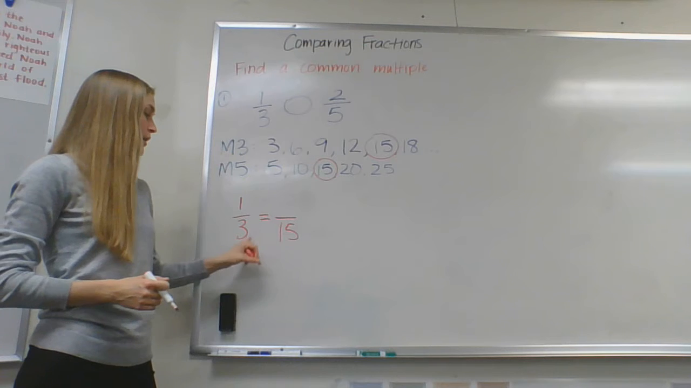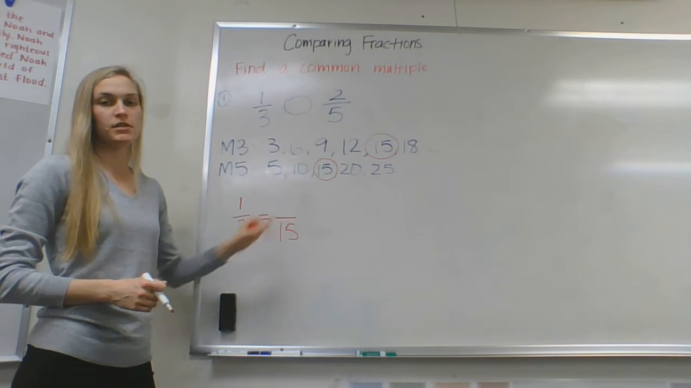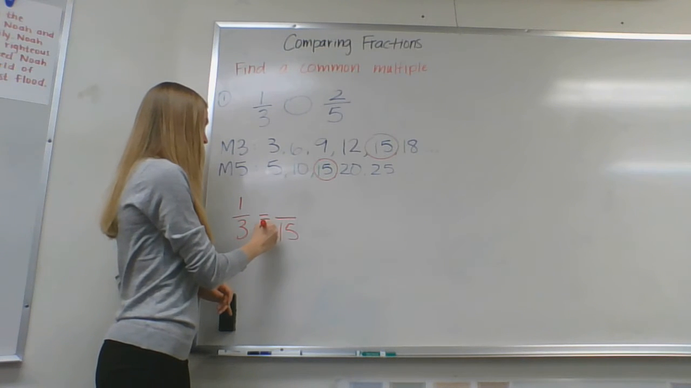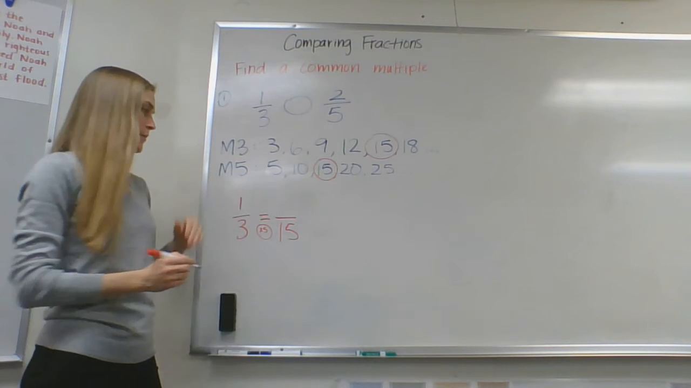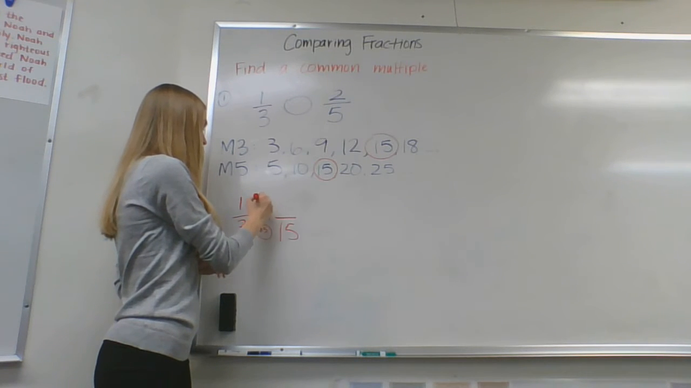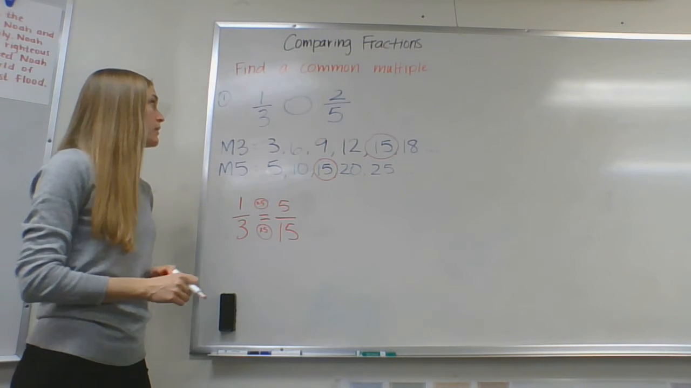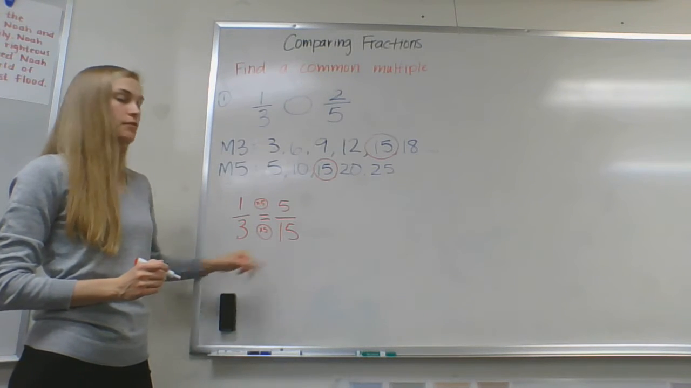And then remember, whatever you did to the bottom to get from 3 to 15, you have to do to the numerator to see what that new numerator will be. So we did 3 times 5 to get to 15. So we have to do that on the top as well. And 1 times 5 is 5. Okay, so basically we're switching out 1/3 with 5/15.